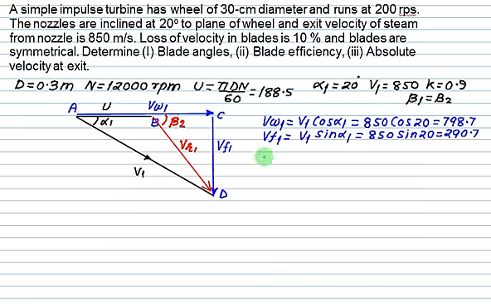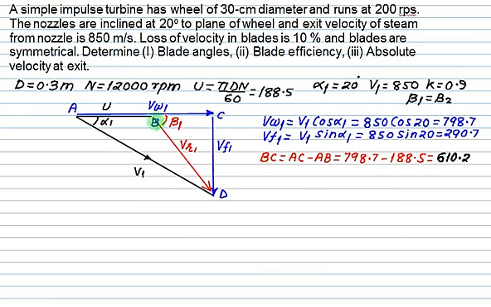Are we able to find out the value of BC? Is the value of BC equal to what? AC minus AB, and BC equals what? Vw1. Vw1 is 798.7. And the value of U is 188.5. So we can calculate BC. So we know the angle, we know the value of BC.